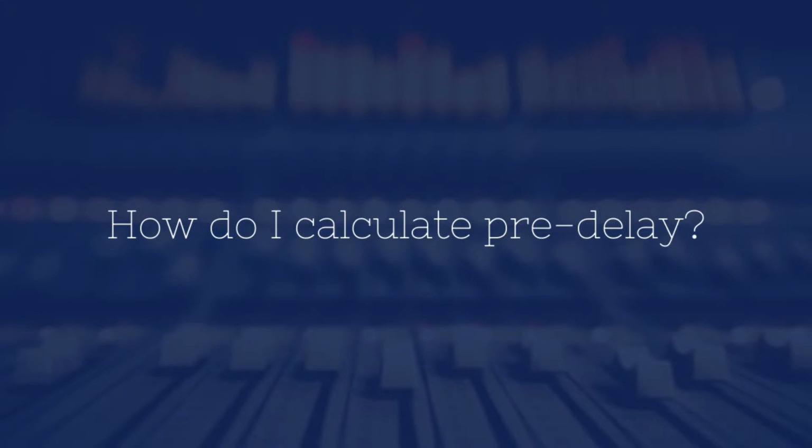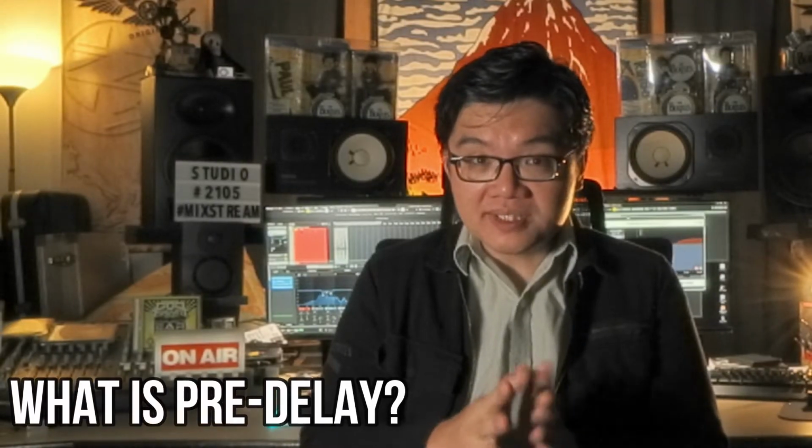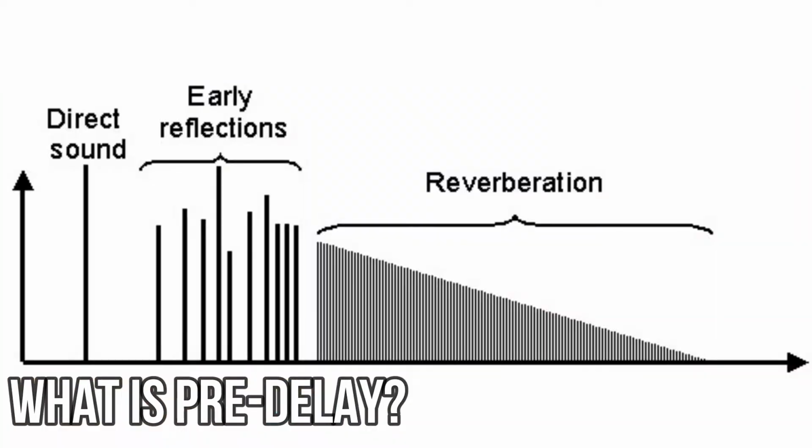How do I calculate pre-delay? Pre-delay is a parameter that determines the time interval between the start of the sound source and the onset of reverb. The ability to adjust this parameter will really come in handy. Sometimes you want to have separation between the sound source and the reverb itself. This helps with clarity, it helps to clear things up, it also reduces the muddiness.